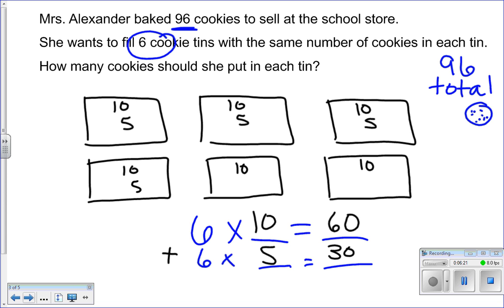So I notice now 10 and 5 is 15. So I really have 15 cookies in each of my tins, and I placed 90 cookies all together. Okay. And we need to get to 90. We got our 90. Okay, we're close. We need 6 more. 6 more cookies. So that means 1 more cookie in each tin.